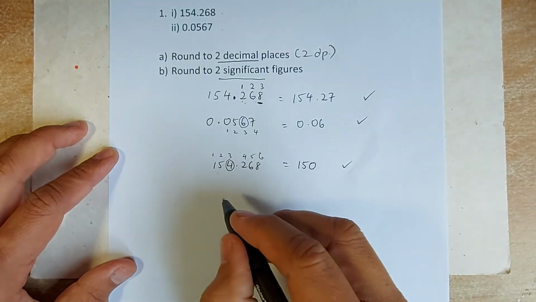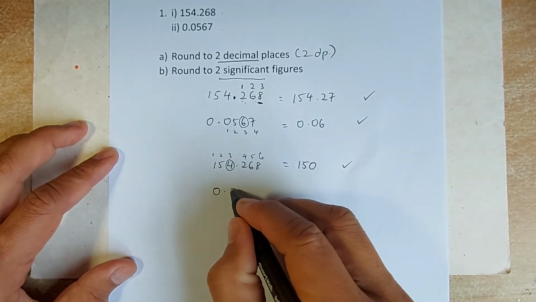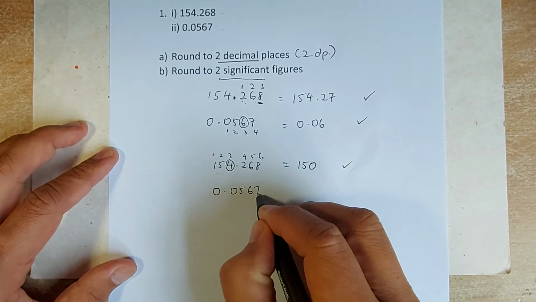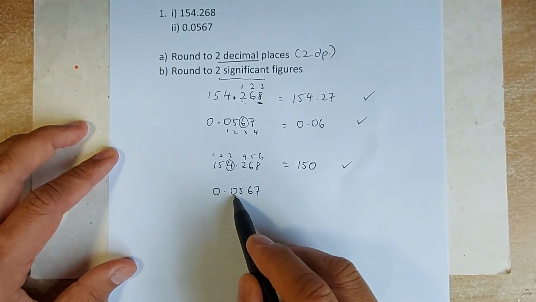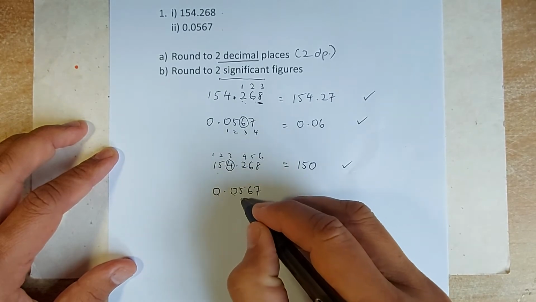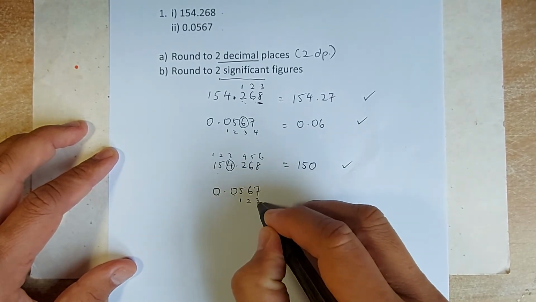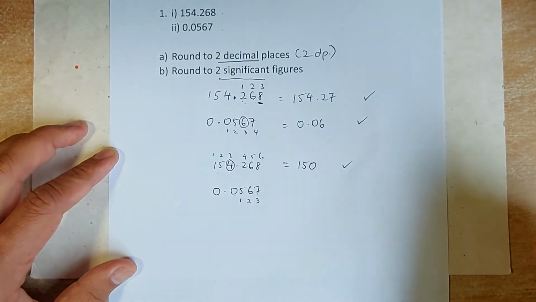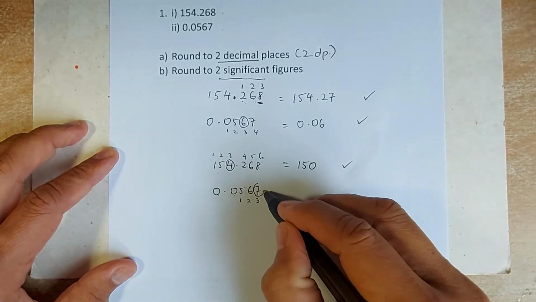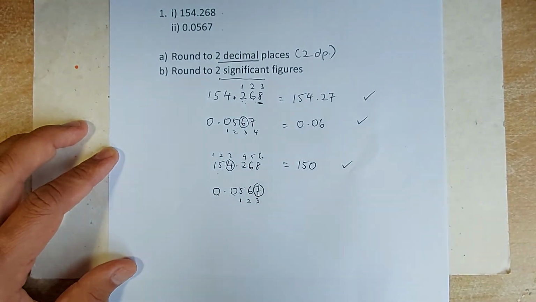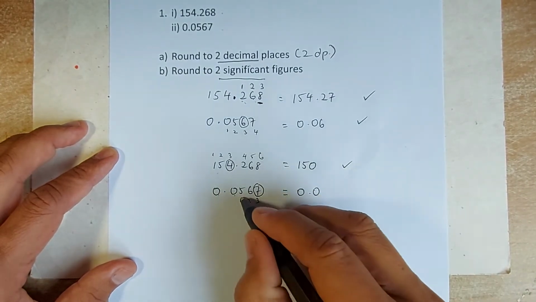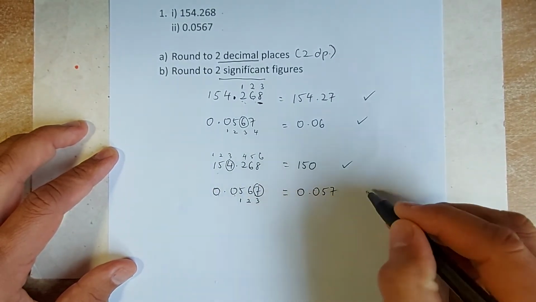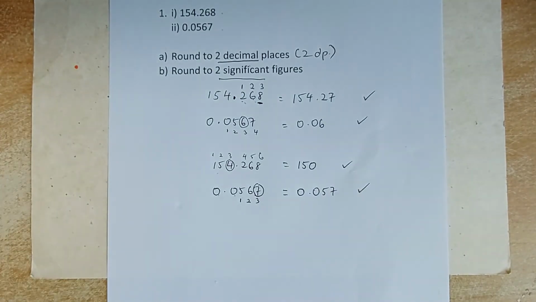And we look at the next example, 0.0567. In this case, it's slightly different. This 0 is not significant. This 0 is also not significant. So the first significant number is here, the second, and the third. Again, because of two significant figures, you look at the third number. This time, 7 is more than 5, so you round up. So 0.056 becomes 0.057, and that will give you 4 marks in the exam.